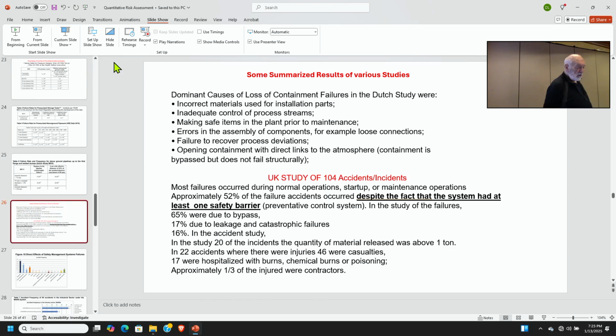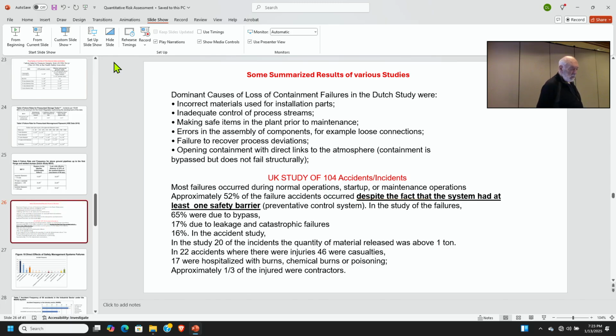And then some summarized results. Dominant causes of loss of containment failures from the Dutch study were incorrect materials, inadequate control of process streams, making safe items in the plant prior to maintenance, errors in assembly of components, for example loose connections, failure to recover process deviations, failure operating containment with direct links to the atmosphere. In other words, somebody forgot to close the valve, and they started up the process.